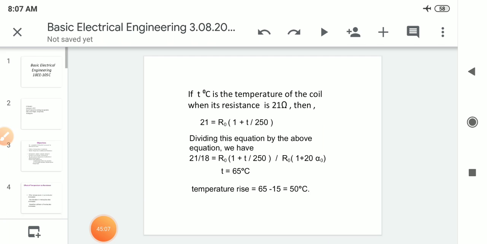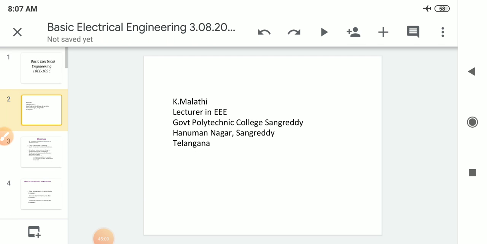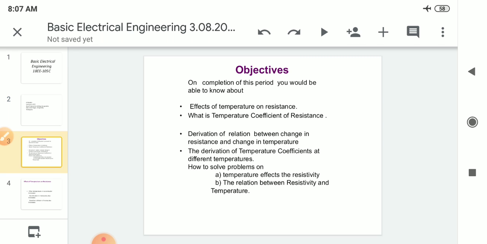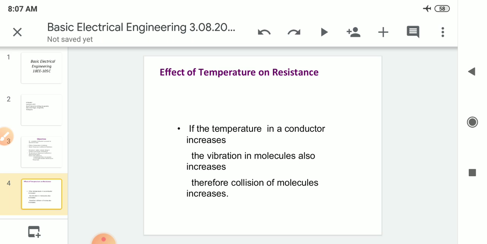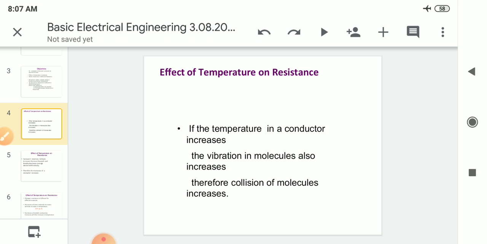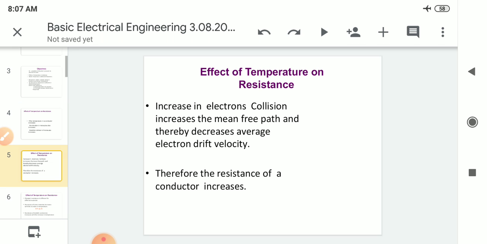So in this video, what we learned: the effect of temperature on resistance. We observed different types of materials like metals, semiconductors, insulators, alloys, electrolytes. Some have a positive temperature coefficient of resistance and some have a negative temperature coefficient of resistance. Depending upon the nature of the material, it varies. Our topic here is conducting materials. So our conducting materials have a positive coefficient of resistance.